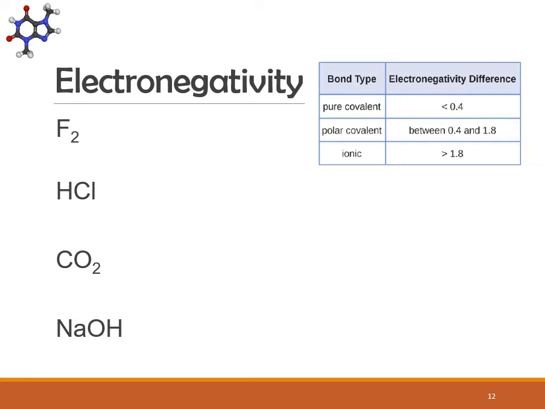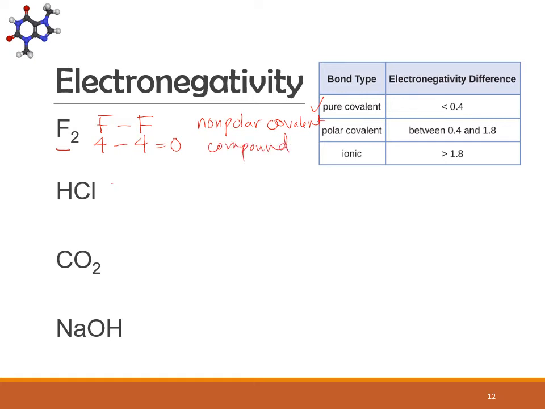Now let's use our electronegativity values to determine whether these compounds are nonpolar, polar, or ionic. Let's start with the diatomic molecule fluorine. We can represent this as fluorine single bonded to fluorine. The electronegativity value of fluorine is 4. If we get the difference between these two values, we get 0. This makes fluorine a nonpolar covalent compound.